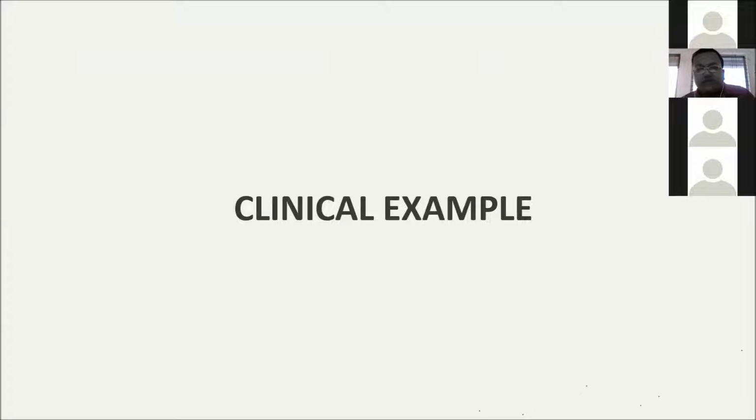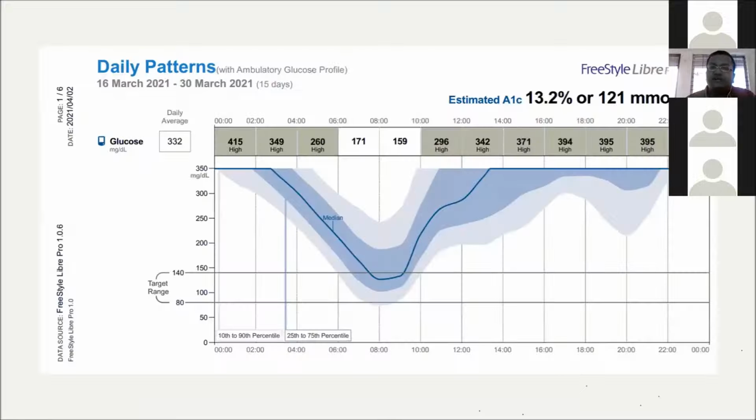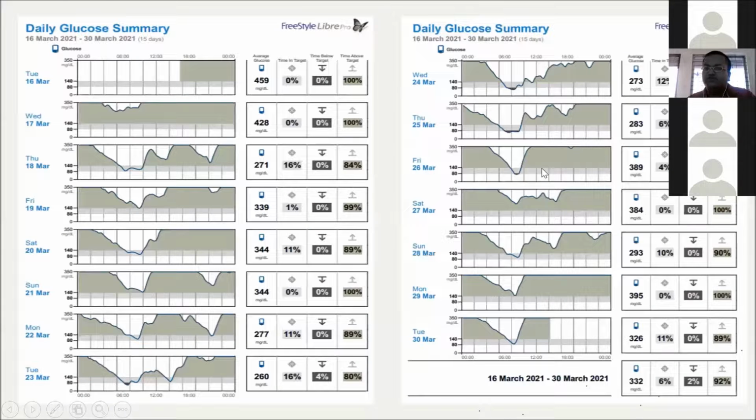So let's come to the example. This is the graph of a patient who has been managed by team Day very recently. This was the graph. If you can see, this 80 to 140 is the set target glucose, and most of the lines and most of the graph is above the target. You can see high values, average blood glucose being 332 to 415, and the daily blood glucose going way above, all in the yellow zone, nothing in the gray zone.